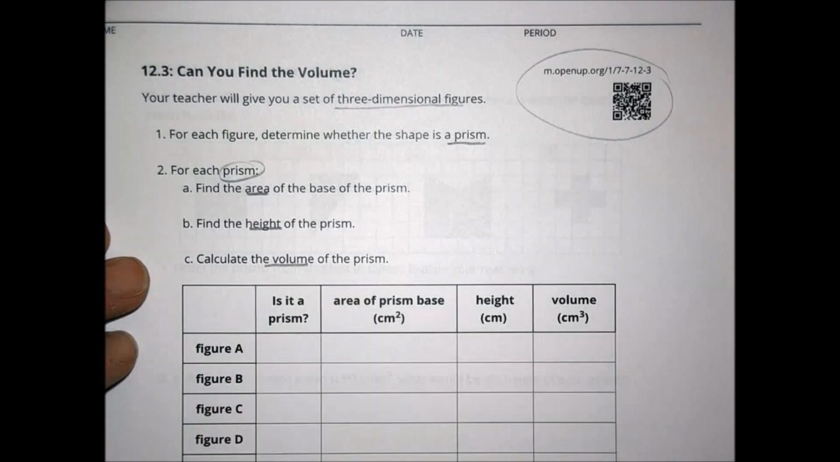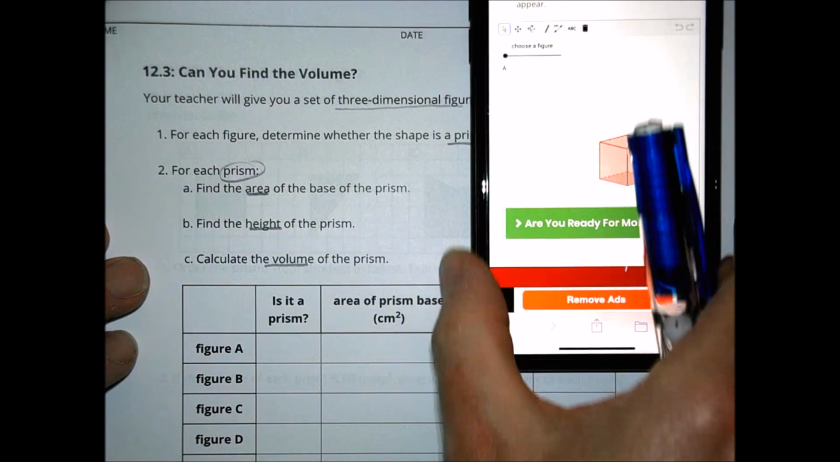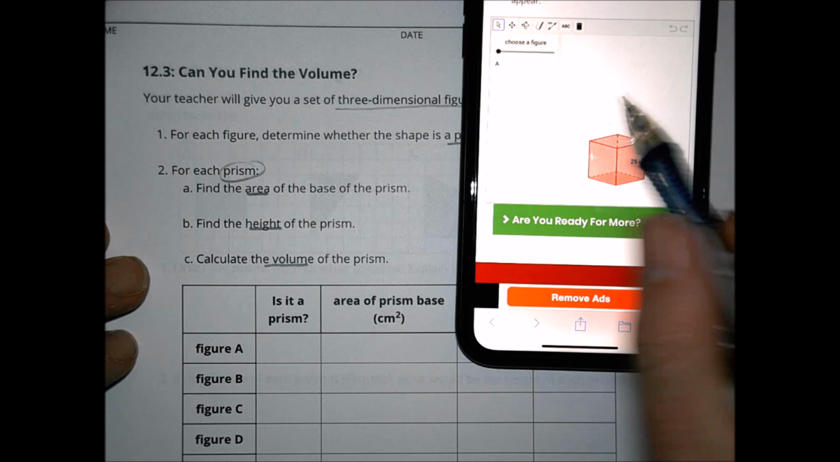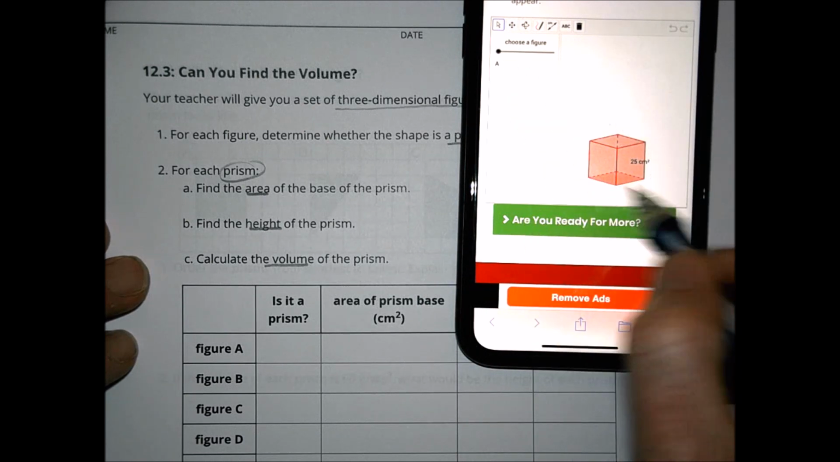Alright, so that's the idea. So I'm going to scroll down here and see if I can get the applet to work for our shapes. And so here we go. So our first shape we can see is right here, and we have choice A. We have this little cube here.